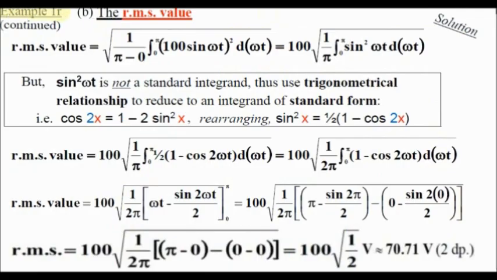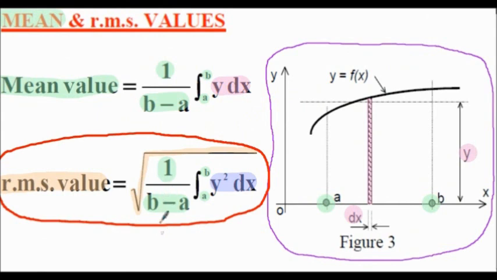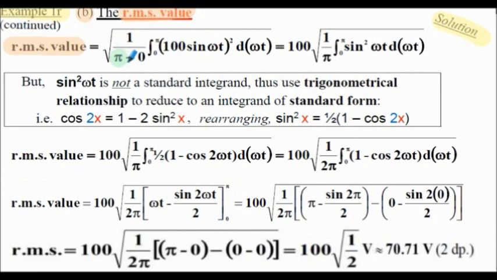Example 1r solution continued. Now we're going to calculate part B of example 1r, and that's the r.m.s value. Here's our formula for the r.m.s value. Again, our b is pi and our a is 0 for this particular example. 1 upon pi minus 0, so limits. But notice now we have the 100 sine omega t squared integrated with respect to omega t. Here are our limits of the integral, 0 to pi. And of course we have to square root the answer in this particular case.